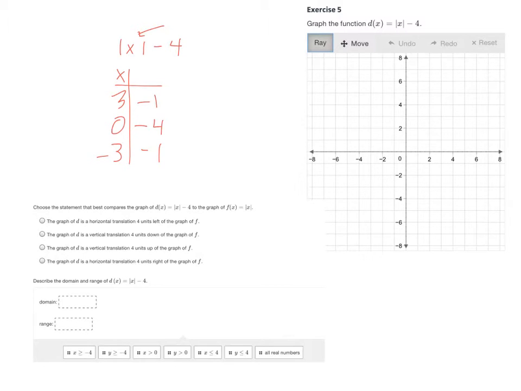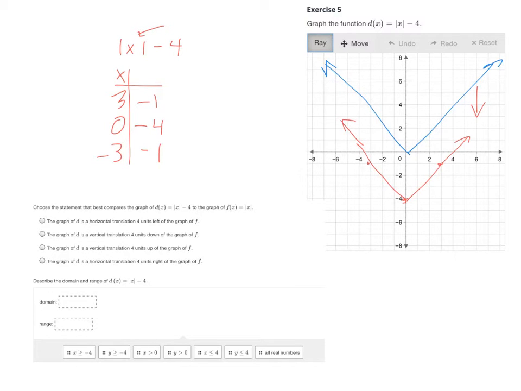So now, when we go to graph this, the first thing that I want to do is draw in what the absolute value looks like. It looks something like this. It's a positive and negative slope of 1 that meets at the origin. Now let's graph this. We've got 3, negative 1. So 1, 2, 3, down 1. We've got 0, negative 4. And we've got negative 3, negative 1. So here is our new absolute value. And what we would describe, what happened between the first graph and the second graph, is this one went down 4, right? It went down 4.